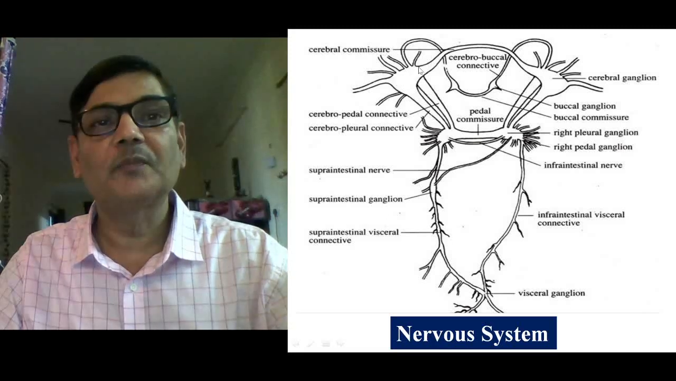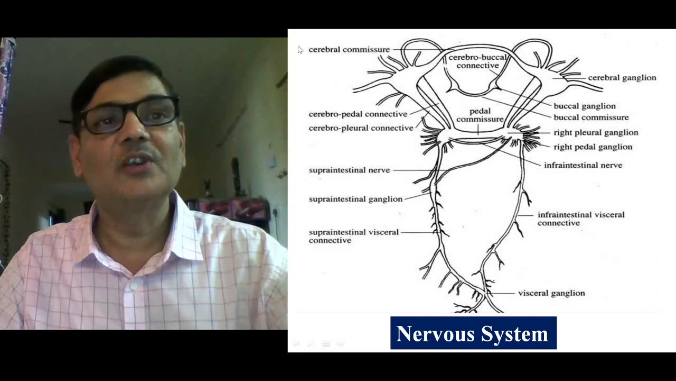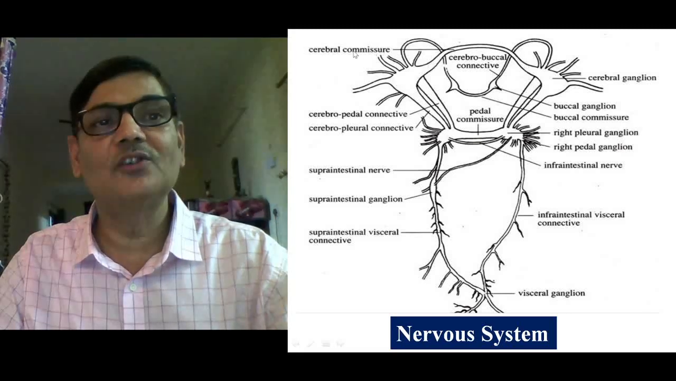So this cerebral commissure can be easily dissected out, and it is quite thick, so it does not get easily broken, and we are able to dissect out this entire structure of the anterior side. So left and right cerebral ganglia, and then the nerve connecting these two is referred to as cerebral commissure. As I just said, if a nerve is connecting similar type of ganglia, it is referred to as commissure.